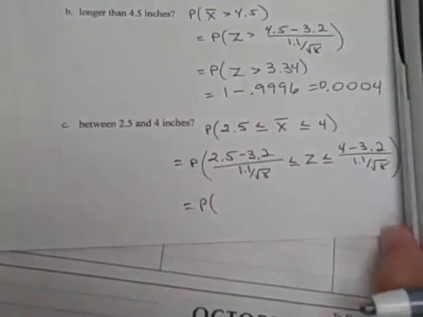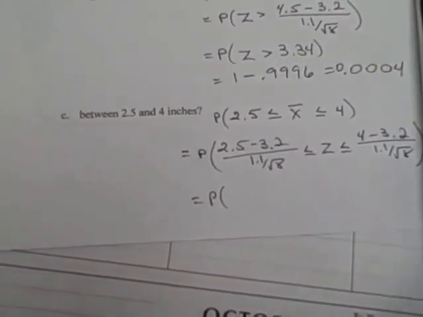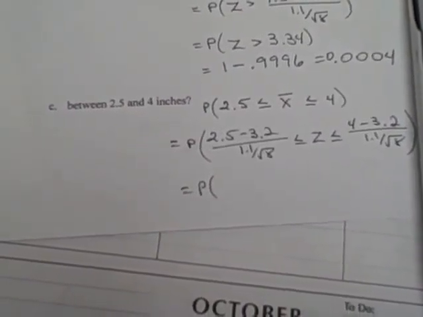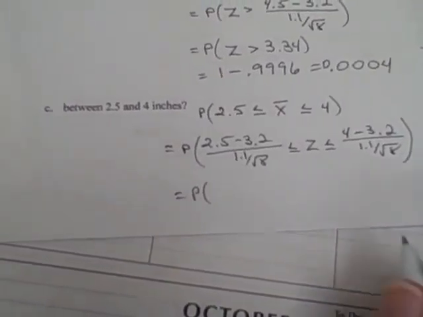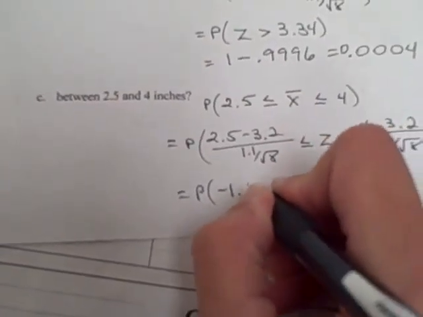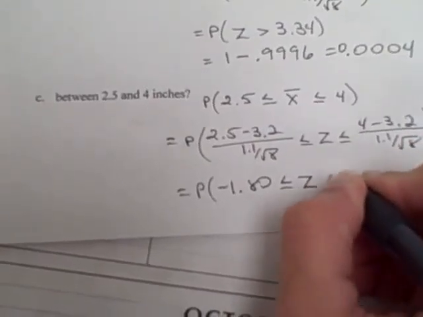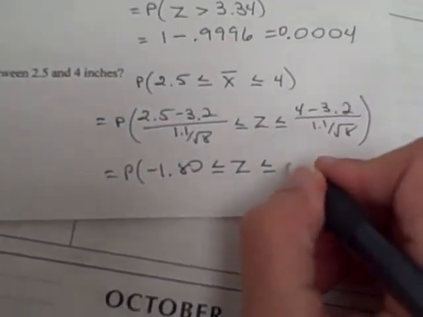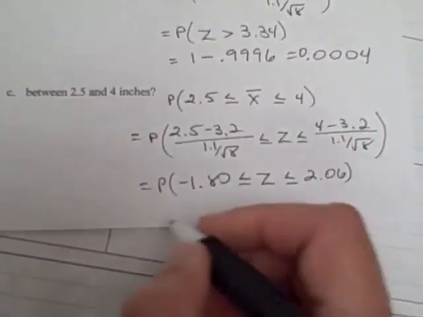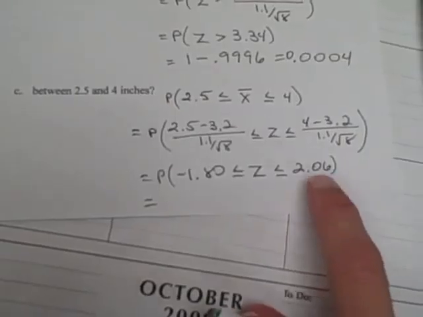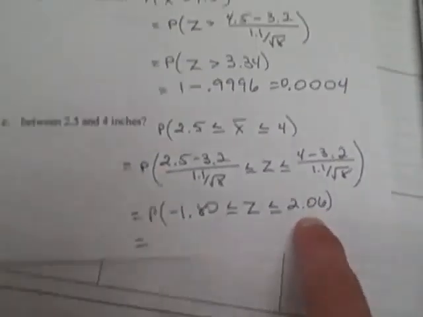Okay, so this is the probability that, let's see, 2.5, we get negative 1.7999, so this is negative 1.80 is less than or equal to z is less than or equal to 2.06. Okay, so on the betweens, we look them both up: larger area minus the smaller area. So I'm going to look up 2.06 because that'll have the larger area to the left.